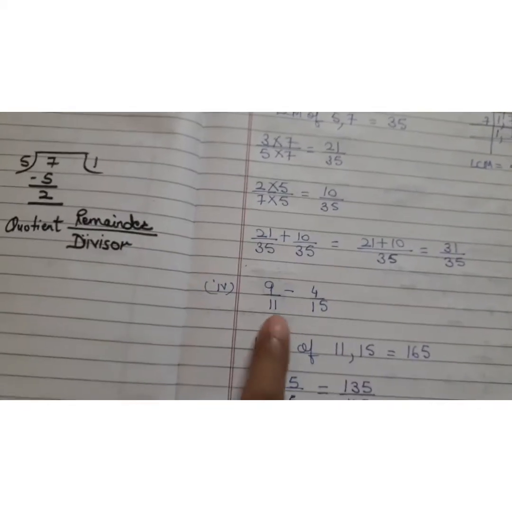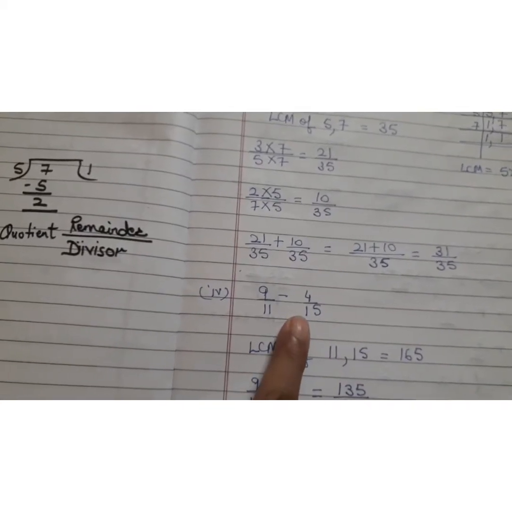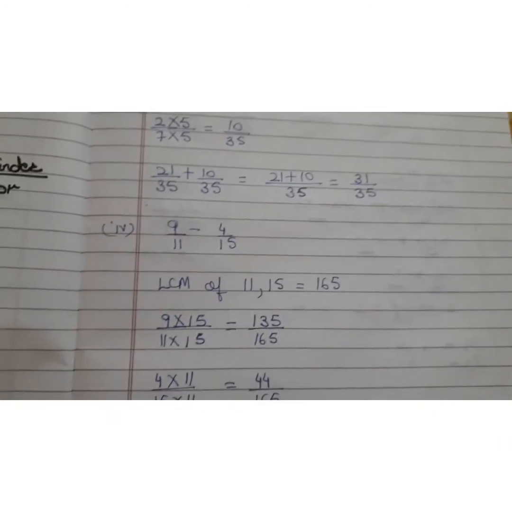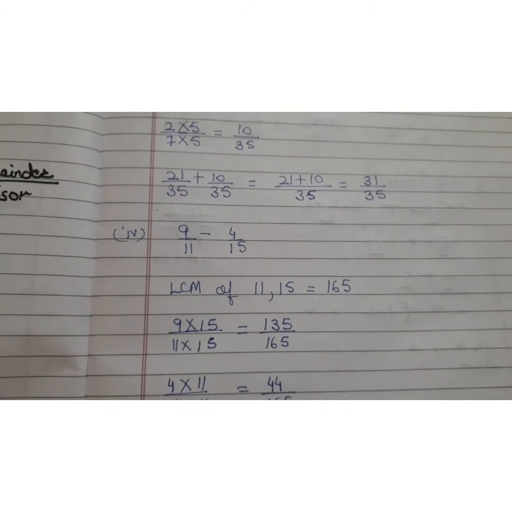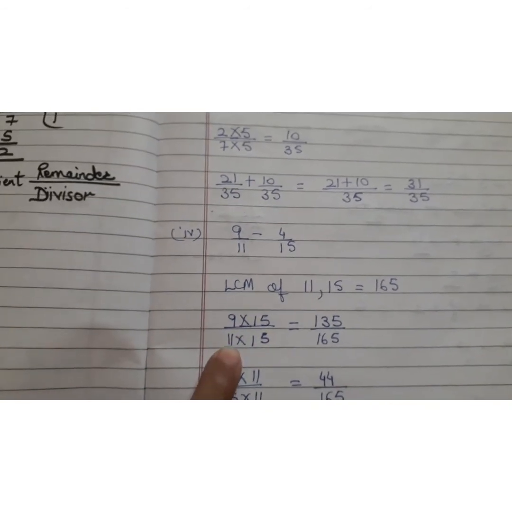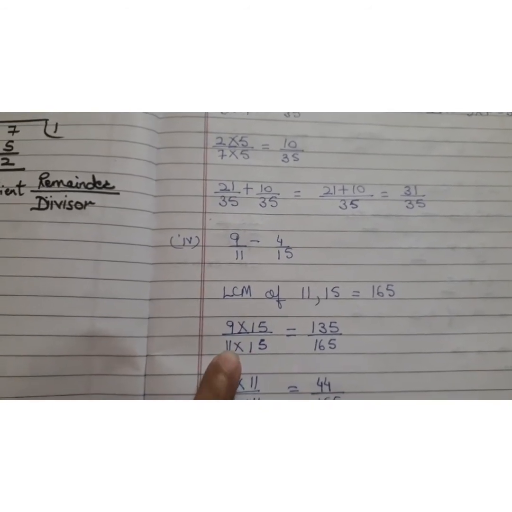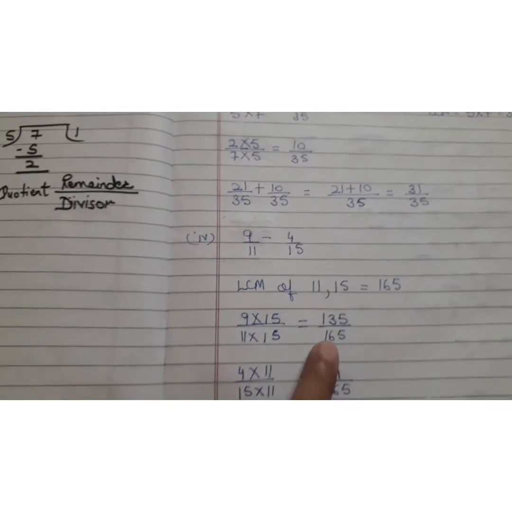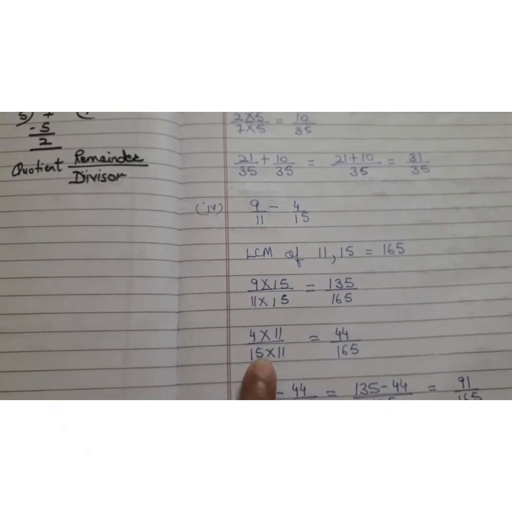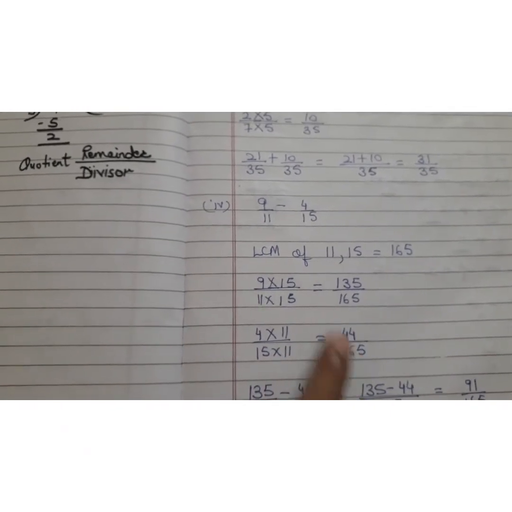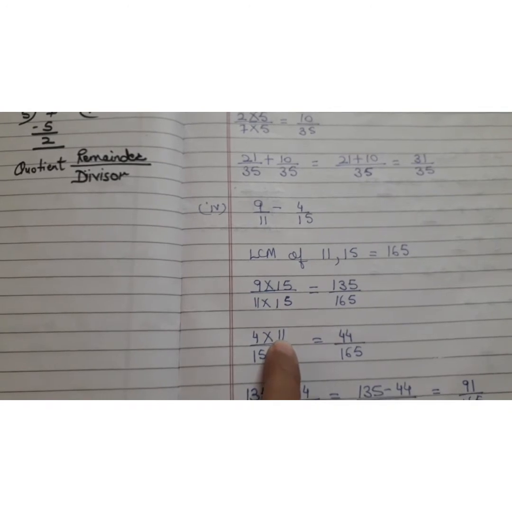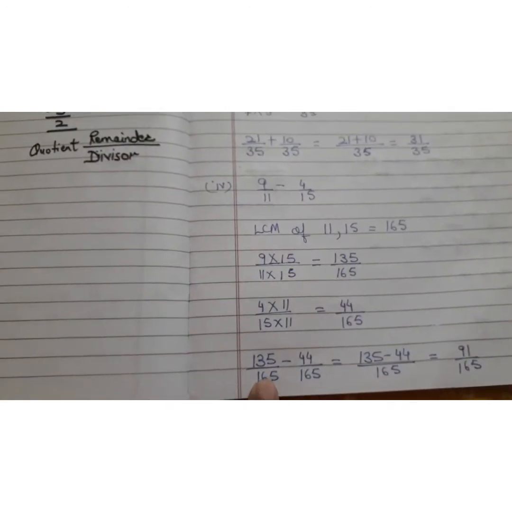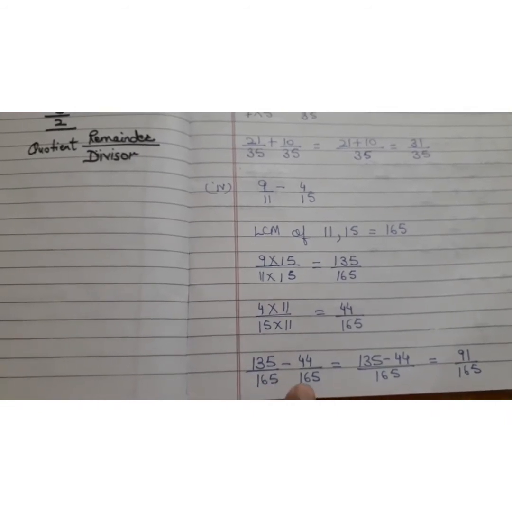Next question is 9 by 11 minus 4 by 15. Take the LCM of 11 and 15. You will get 165. Take the first fraction 9 by 11. Multiply it with 15. You will get 165 here. Here you will get 135. Take the second fraction. Multiply it with 11. You will get 165. Multiply it with 11 in the numerator also. You will get 44. So take the fractions here one by one and then subtract.